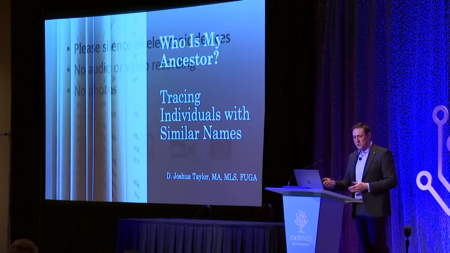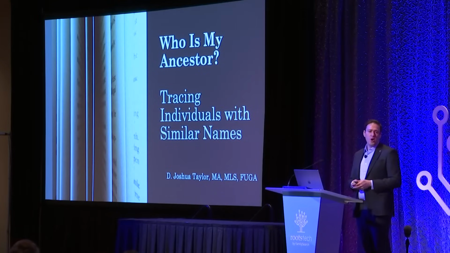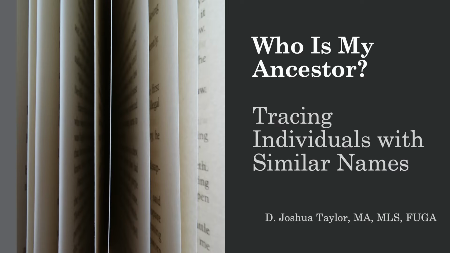So let's start talking about who our ancestors are and how we trace those pesky individuals that love to name their sons John and Thomas and William, and their daughters Anne and Mary and Margaret. And we're trying to figure out, well, which one of these individuals is actually my ancestor?